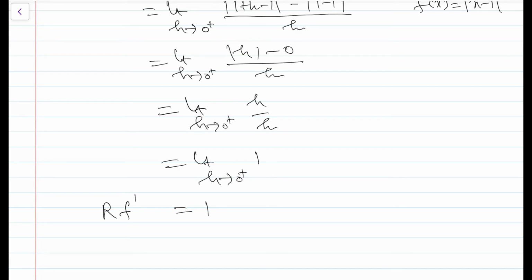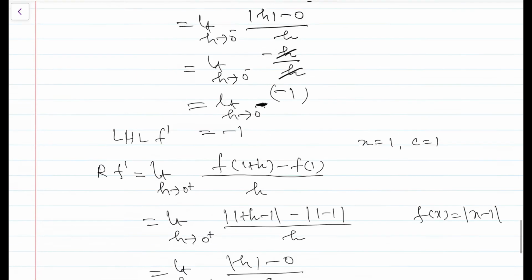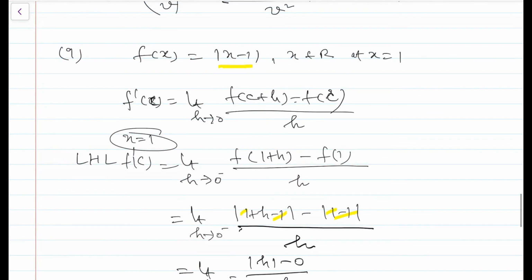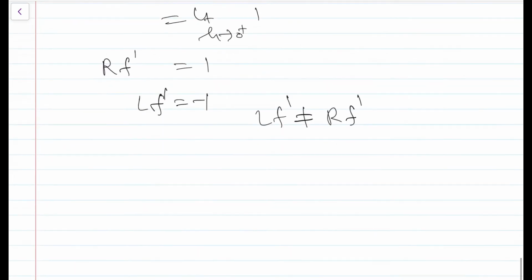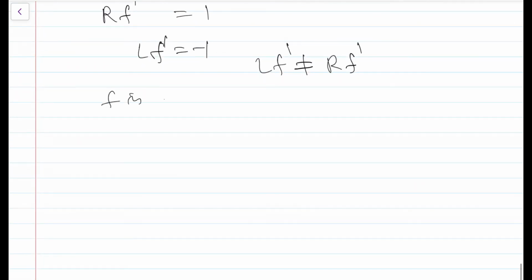So the right limit of the derivative is 1, and the left limit of the derivative is minus 1. So the left derivative is not equal to the right derivative. It means that the limit h tends to 0, f(c plus h) minus f(c) upon h does not exist. It means that f is not differentiable at x equal to 1.